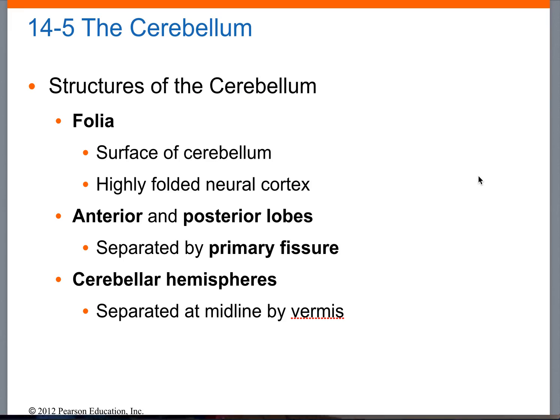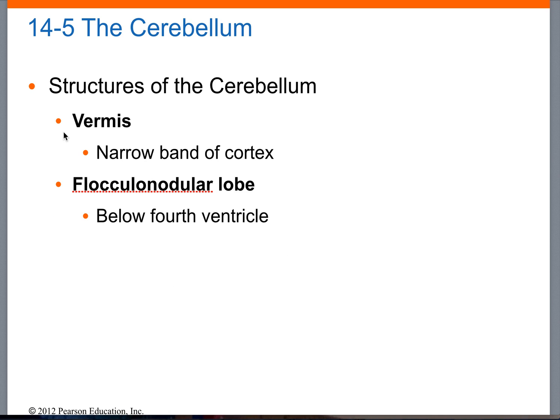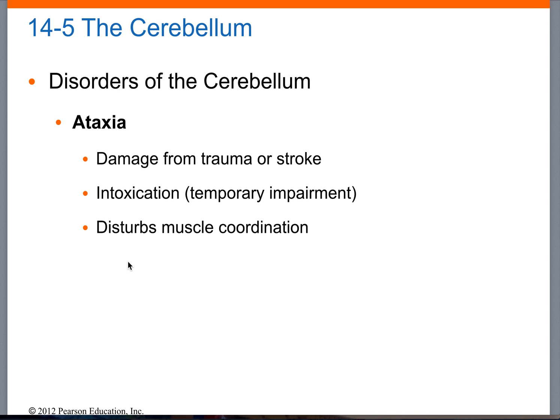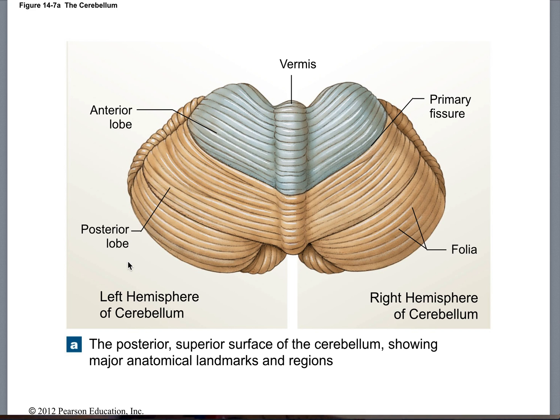So let's take a look at some of the parts that I want you guys to remember. So folia, surface of the cerebellum, highly folded neural cortex. It's basically the gray matter of the cerebellum that contains cell bodies for processing information. The worm is in the middle. I will show you what that looks like soon. And then arbor vitae, tree of life, are basically the branches of white matter that pass through the cerebellum. These are the three highlighted points that I want you guys to understand.